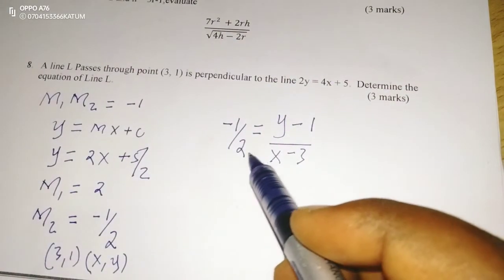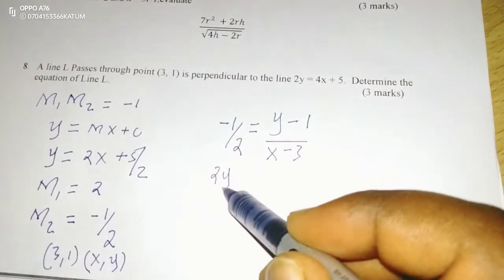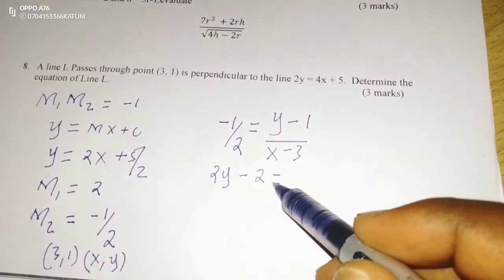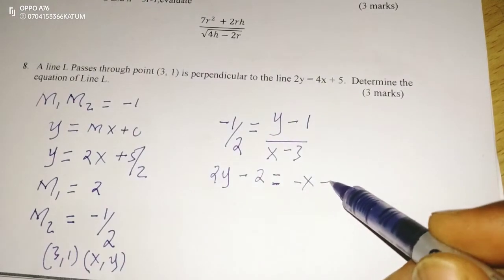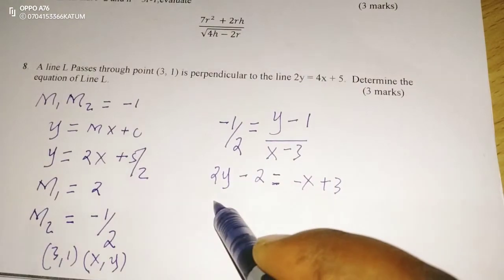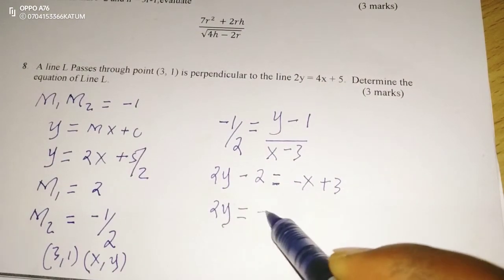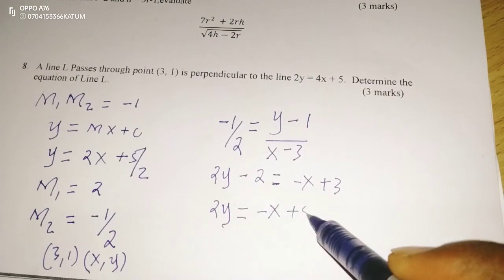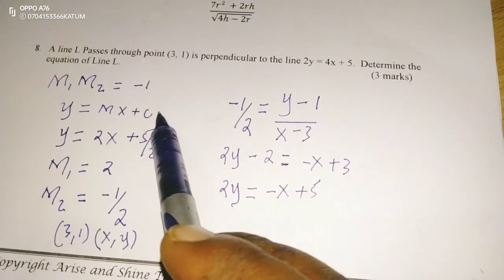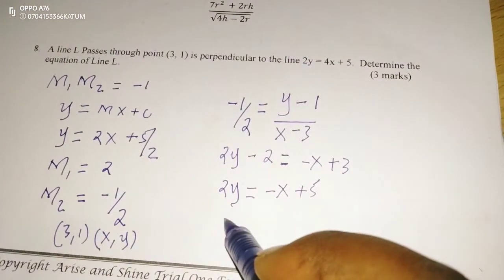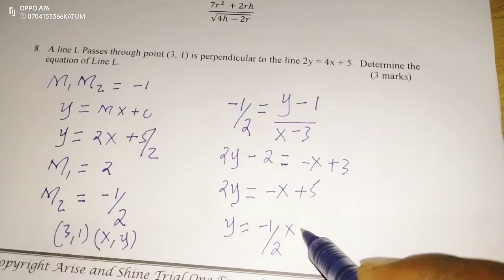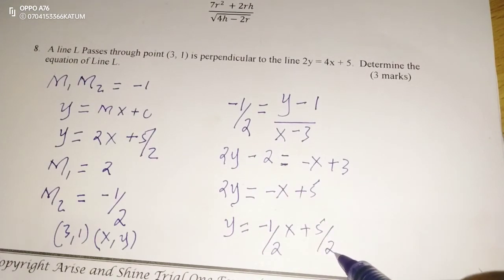And we cross multiply, where we shall have 2y minus 2, because 2 is multiplying everything here, equals -x, but this one becomes +3, because -1 by -3 becomes +3. So 2y equals -x plus 5. We can finally arrange the equation in the format y equals mx plus c, where we shall say that y equals -1 out of 2 x plus 5 out of 2.